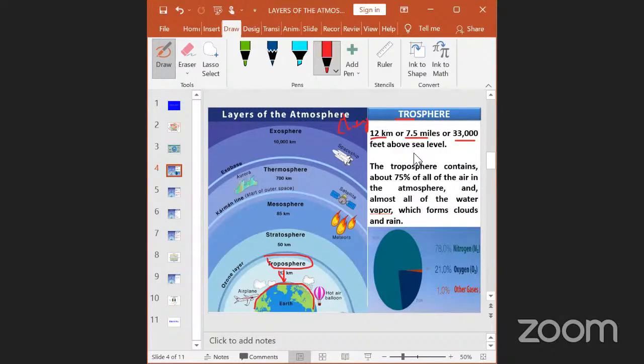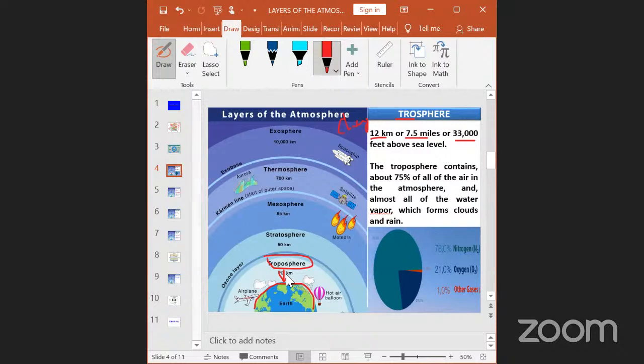The air is never static in this layer. It means in this layer there is a lot of change happening. That's why it is also called the changing sphere, right? The troposphere is the dynamic sphere, where lots of changes are happening. In this layer, lots of atmospheric phenomena keep happening. All weather conditions change and occur in this particular place.